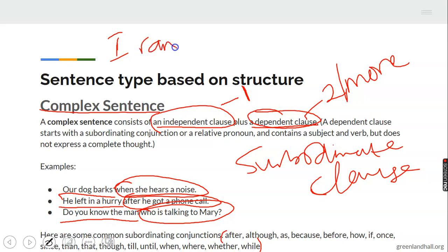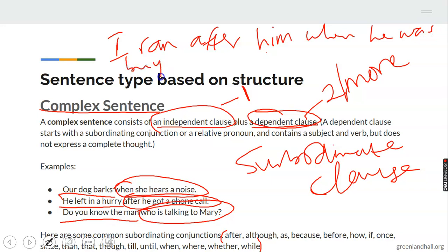Let me give you a sentence that has more than one dependent clause. I ran after him when he was buying gala because it has expired.